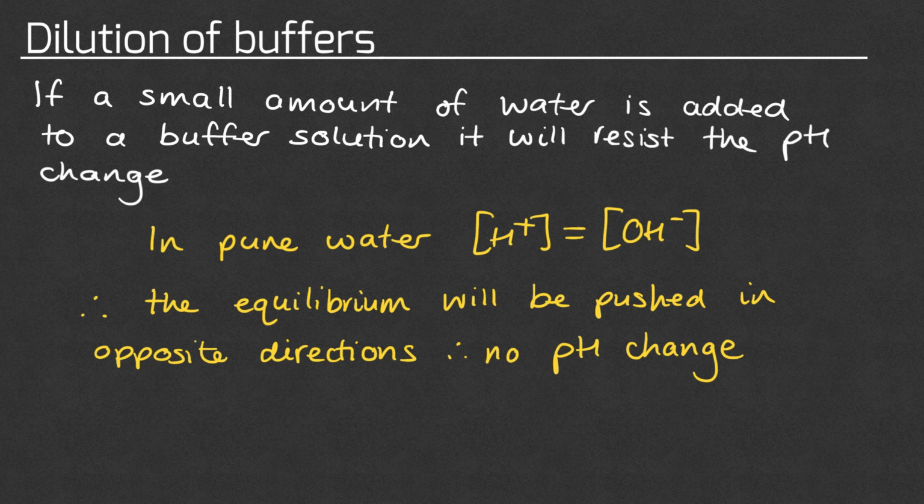If we add both H+ and OH- in equal amounts, like in pure water, it's going to push the equilibrium in equal ways in opposite directions, so there'll be no change overall. So diluting a buffer by a small amount will not affect the pH.